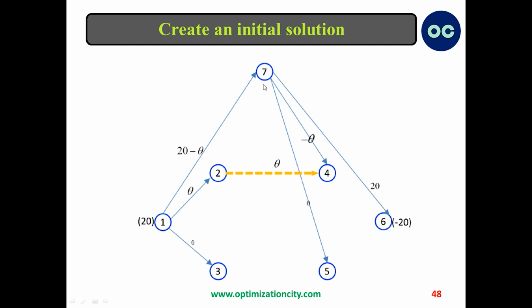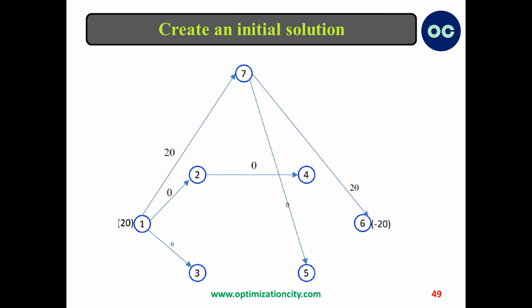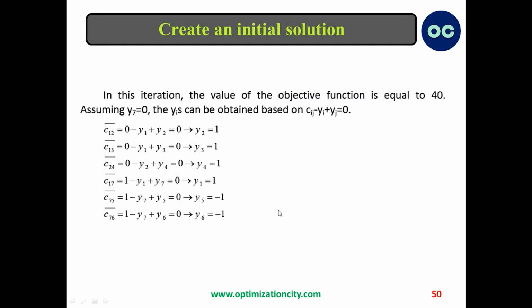So arc 7,4 is removed from the base, and arc 2,4 enters the base, and as a result, this is the next basic solution with the objective function of 14. Assuming again that y7 is equal to 0, we can calculate the yi coefficients using this equation, and this is the yi value for all nodes.